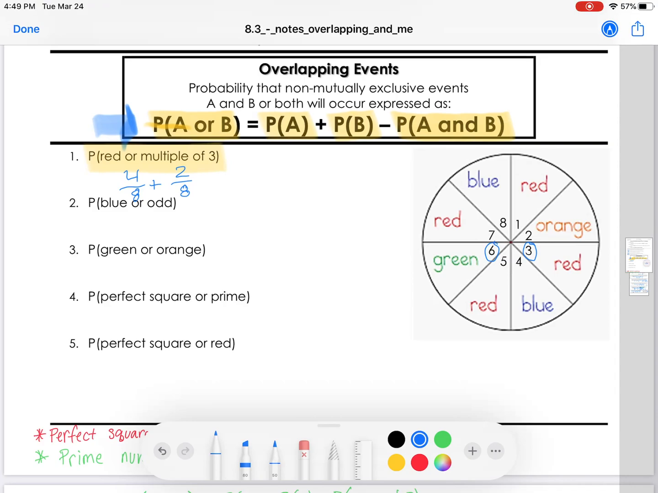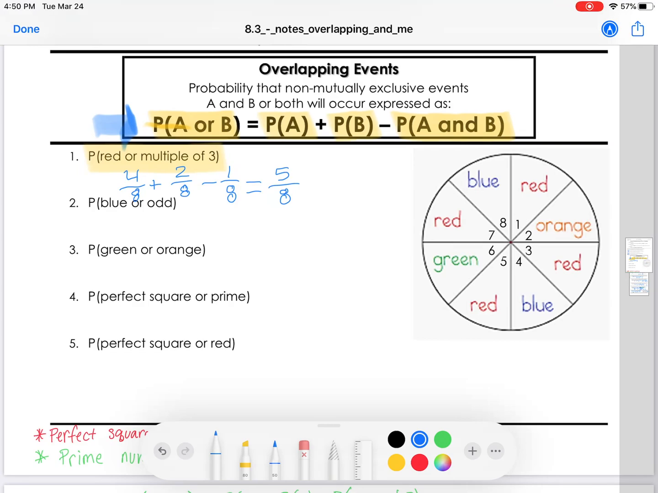How many of the 3 and the 6 that I circled are also red that I counted before? Well, one of them overlaps, so I need to subtract the one that I already counted. My final answer for this would be 5 out of 8. 5 out of 8 times I will expect to spin a red or a multiple of 3. Go ahead and pause the video, do numbers 2 and 3 on your own, and then we'll start back from there.